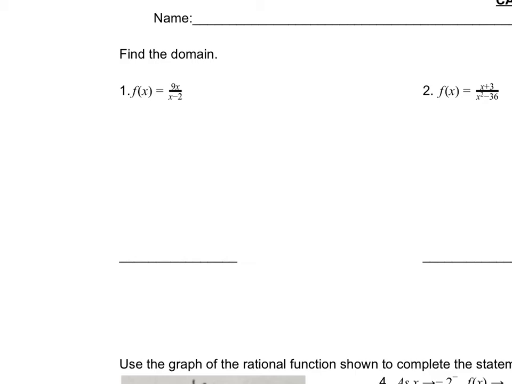All right, remember that the denominator of a fraction cannot be 0, so we're going to set the bottom equal to 0 and solve. So I have x minus 2 equals 0. X cannot be 2. So in interval notation, it's negative infinity to 2 and 2 to infinity.